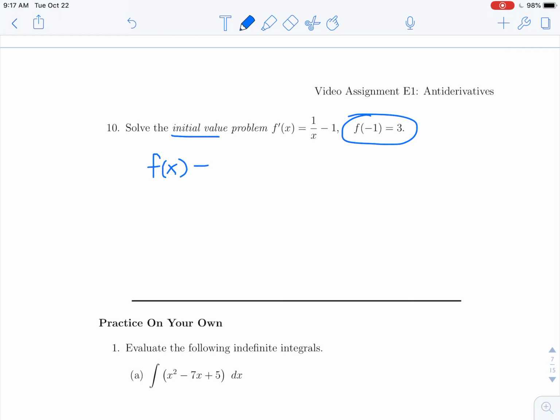So f of x, so we need to anti-differentiate 1 over x. When we do that, we get natural log absolute value of x. When we anti-differentiate negative 1, we get negative 1 times x according to our chart. And then we have a plus c.